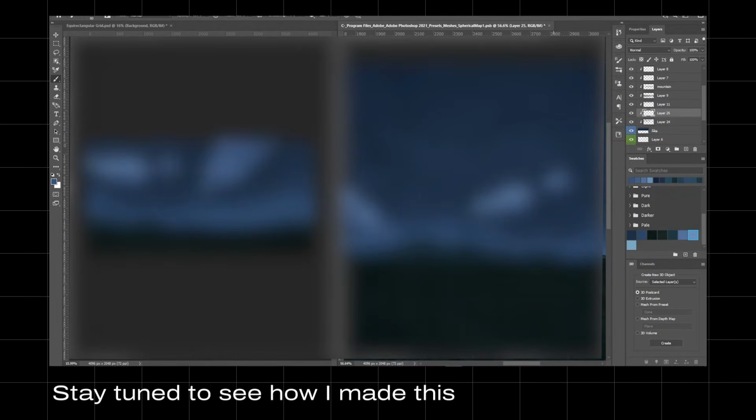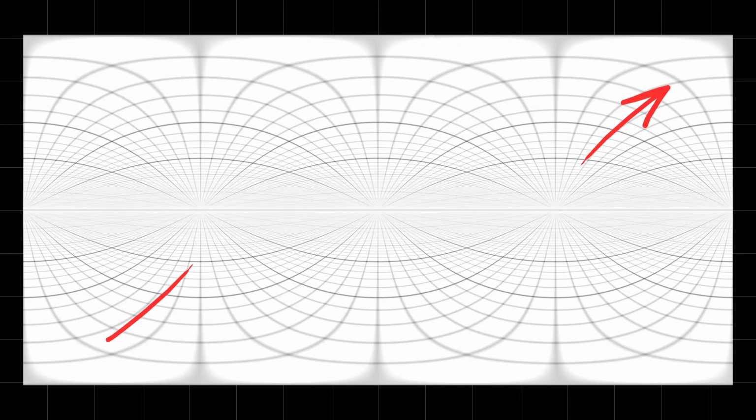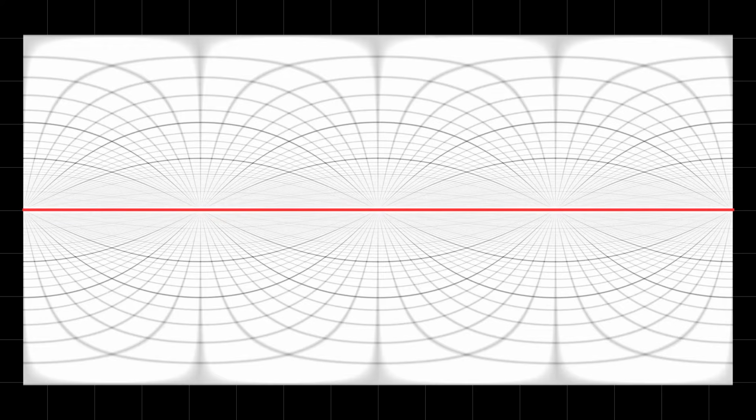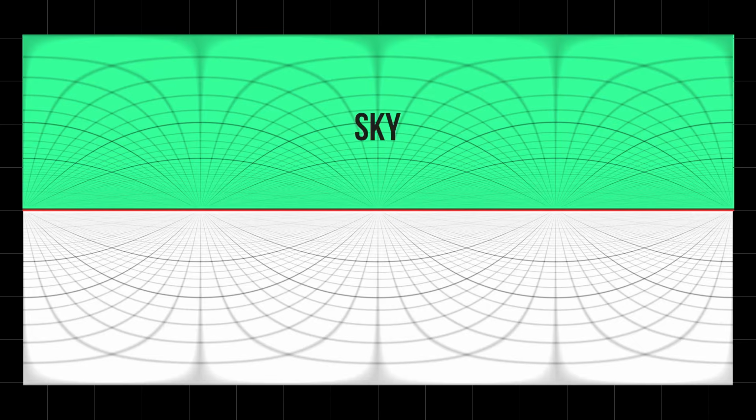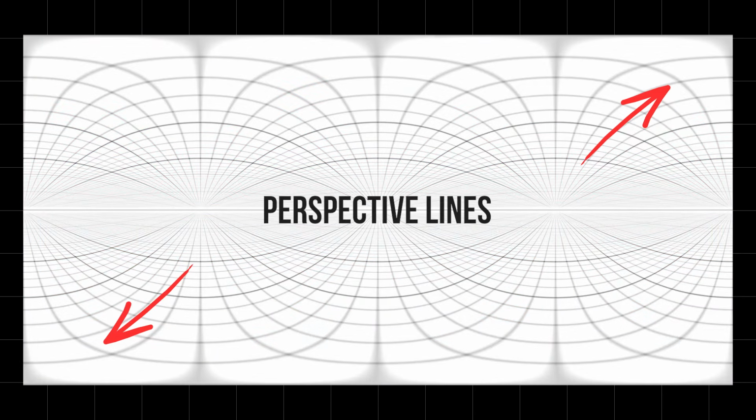Alright, let's get started. In order to create a panoramic image, we need something called an equirectangular grid. And this is what it looks like. The curved lines you see here at the top and bottom are the distortions that happen when you wrap it into a sphere. Looking at it now, this horizontal line in the center of the grid is our horizon. The top section of the image is the sky, and the bottom is the ground. And the curved lines you see here are the perspective lines, but in a distorted appearance because, like I said earlier, this is a flat version of a sphere.